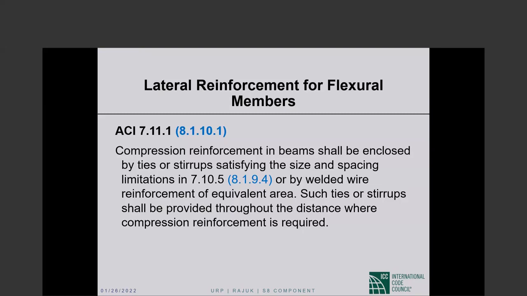So compression reinforcement in beams shall be enclosed by ties or stirrups, satisfying the size and spacing limitations of 7-10-5, those are the column tie requirements, or by welded wire reinforcement of equivalent area. You also have to satisfy shear requirements and torsion requirements, because this is a beam. Now, such ties or stirrups shall be provided throughout the distance where compression reinforcement is required. Okay, where it is no longer required, you don't need the ties and so forth.